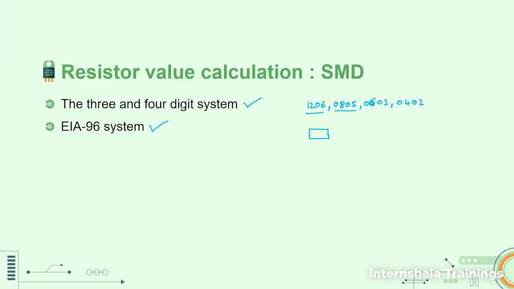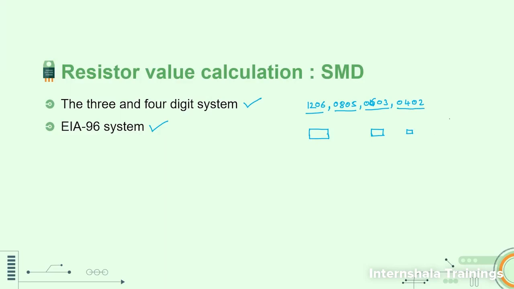This 3-digit and 4-digit code system is not used for the 0603 package. The reason is the size of the 0603 package is small, so it's not possible to print 4 digits on it. Whenever you deal with the 0603 package, you have to use the EIA-96 system. And in case of the 0402 package, the size is so small that you will not find any value printed on that package.